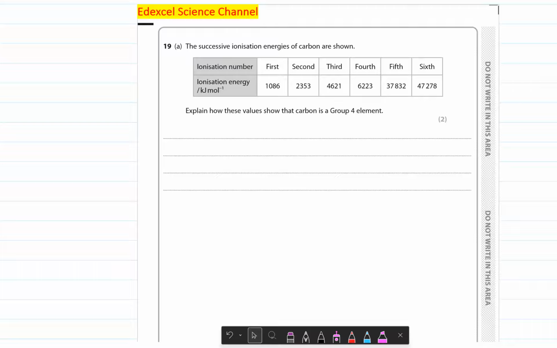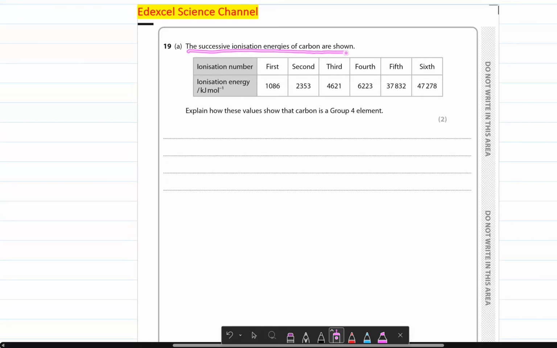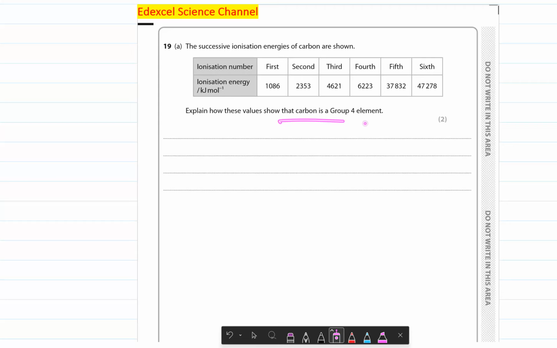And today we are doing question number 19 from 2026 June IAL Chemistry Unit 1 paper from Edexcel. The successive ionization energies of carbon are shown. Explain how these values show that carbon is a group 4 element.